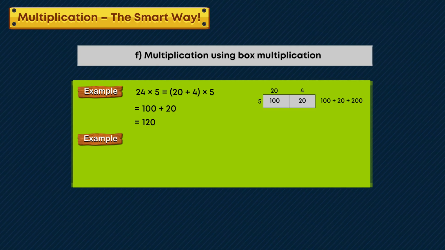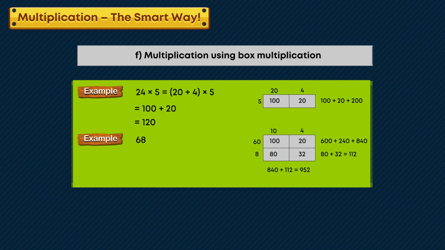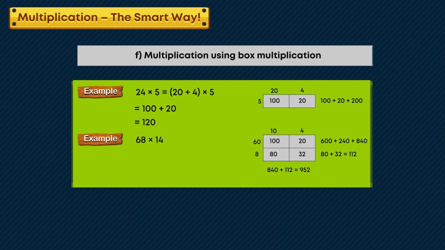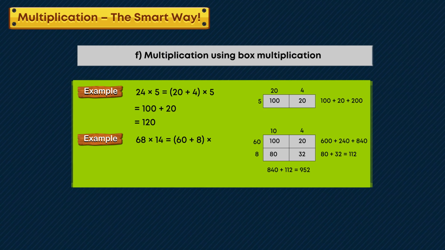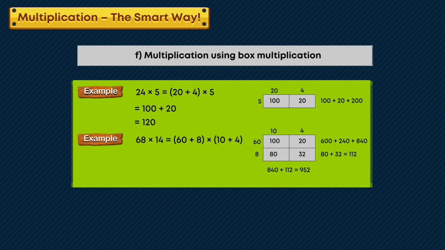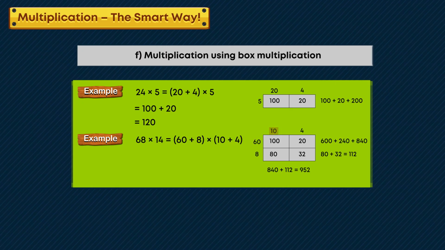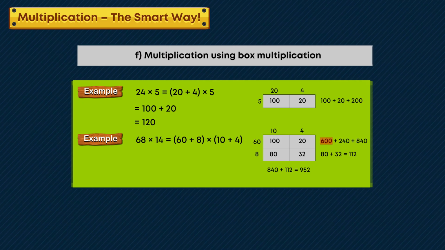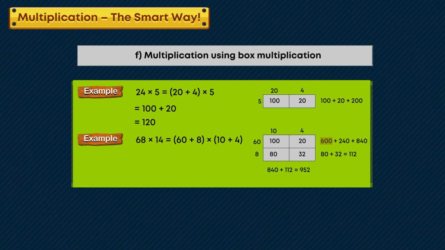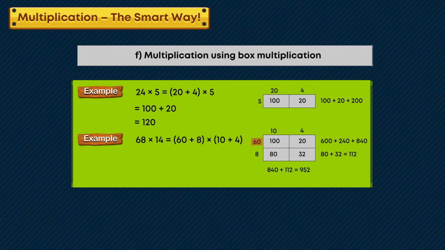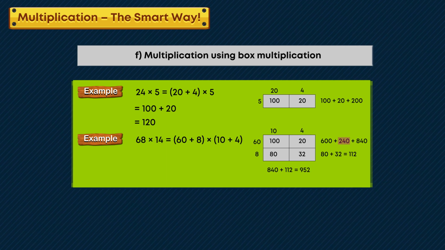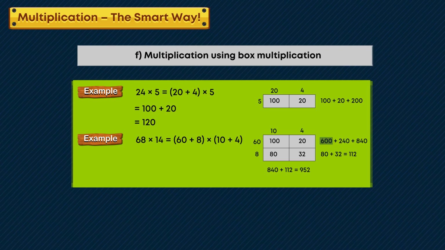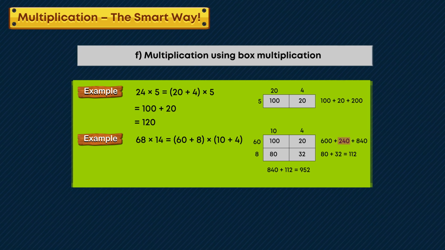Example: 68 into 14 is equal to 60 plus 8 into 10 plus 4. 60 into 10 is equal to 600. And 60 into 4 is equal to 240. 600 plus 240 is equal to 840.